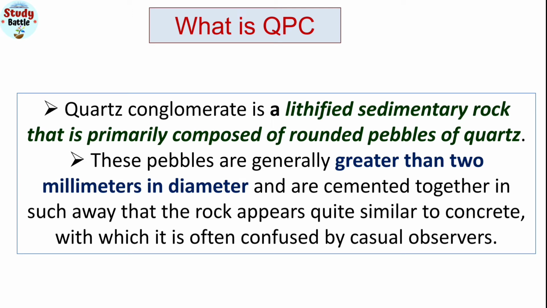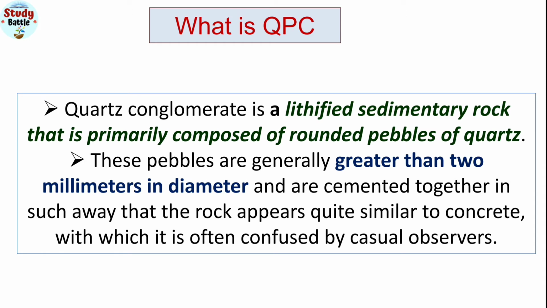Pebble and conglomerate, that's a very significant sedimentary rock. It is a mechanical sedimentary rock, and within mechanical, it's the rudaceous type. So quartz conglomerate is a type of lithified sedimentary rock composed of rounded pebbles of quartz. Conglomerate means the rounded shape of sediments, whereas breccia is the angular shape of fragments or sediments. So this is QPC.